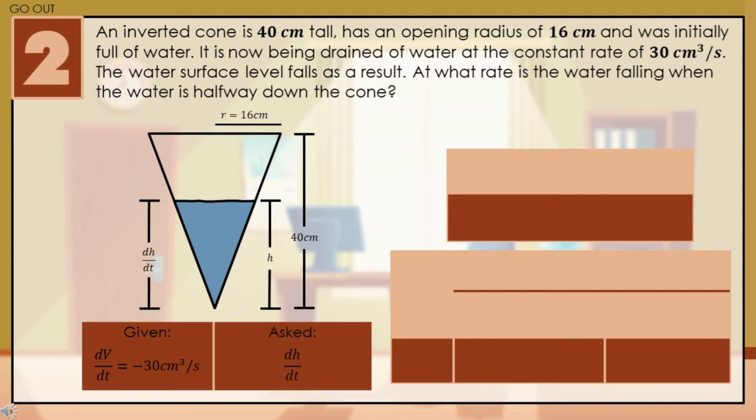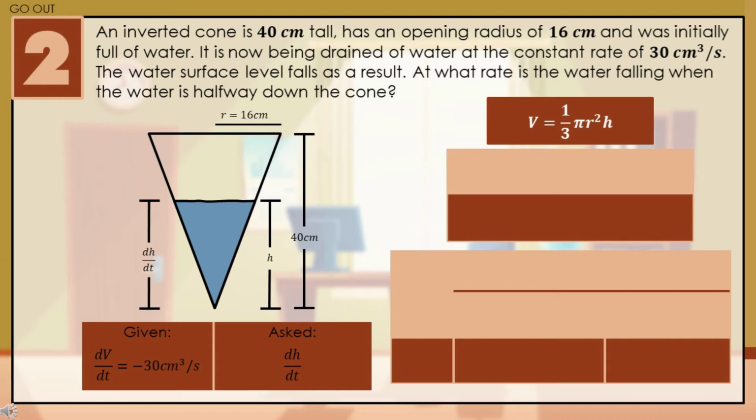Now, we must relate the variables V and h together and come up with a formula that has these variables. One formula is the formula for finding the volume of a cone. This is equal to 1/3 pi r squared h. We will use this equation for the problem.